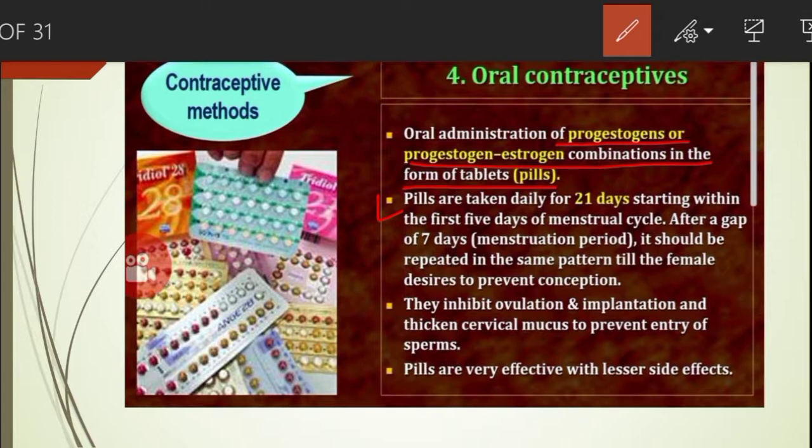They alter or inhibit ovulation and fertilization, and also modify the quality of cervical mucus to prevent or retard the entry of sperms. These are well accepted, as they are very effective with less side effects. They are very popular among the urban women, and the most common examples are Mala-D and Saheli.